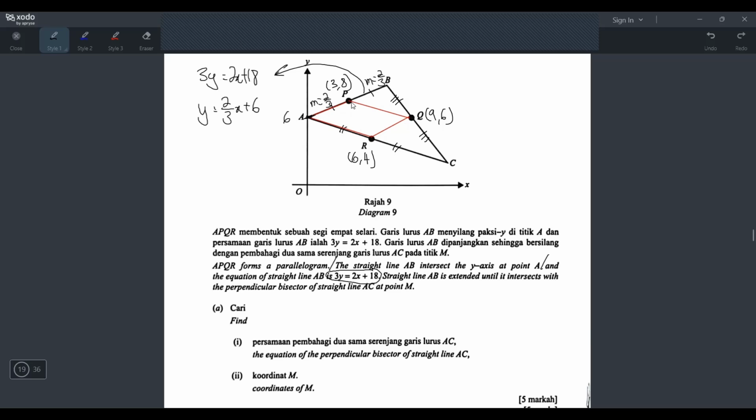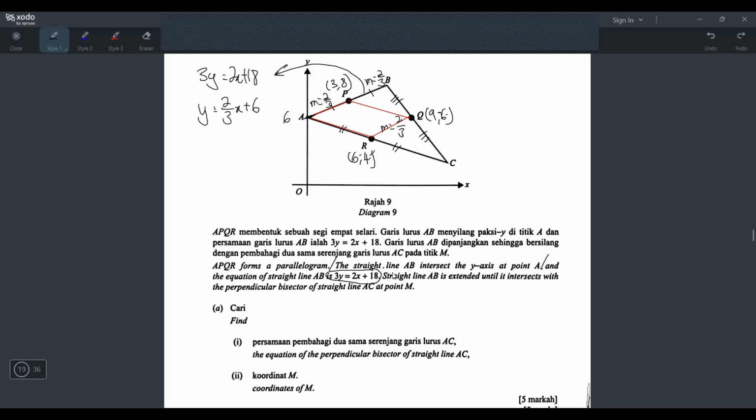Okay, and by the way, this is a parallelogram. Parallelogram, the opposite lines will be parallel. So the m here will be 2 over 3 also. Okay. And I believe if you take q minus r, 6 minus 4, you will get 2, 9 minus 6, you get 3. So yeah, if you take y minus y over x minus x, you will also get 2 over 3. Okay, so far, this is what I have.